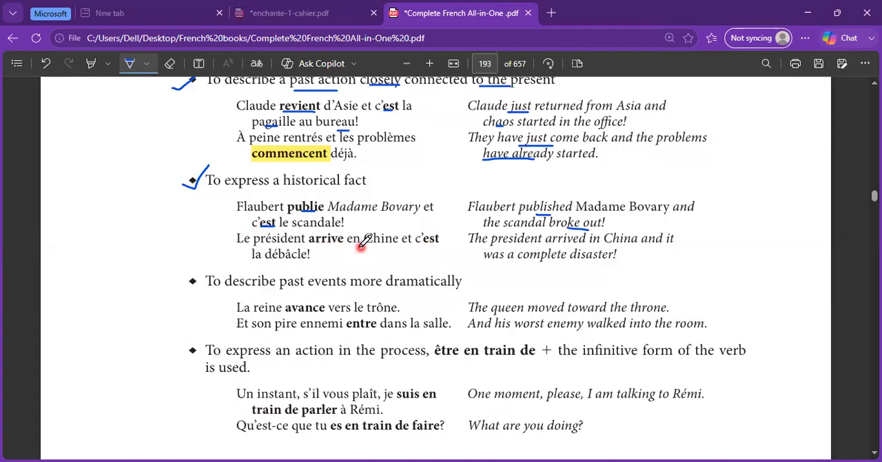Means as he published it, the scandal broke out. Now this was in history, no doubt, but it was a fact. So here also we can use the présent de l'indicatif, like in the second one. The president arrived in China and it was a complete disaster. Le président arrive, simple present tense, en Chine, c'est le débâcle. Disaster is débâcle. You can note this vocabulary word as well.